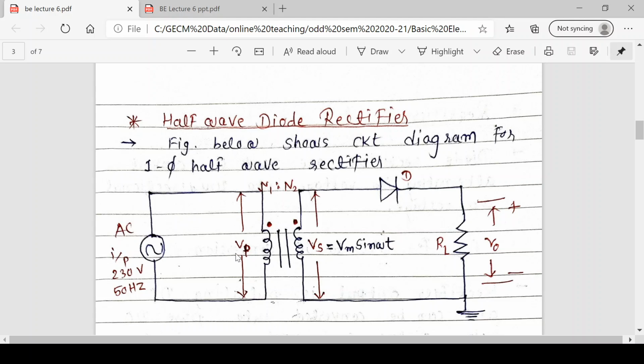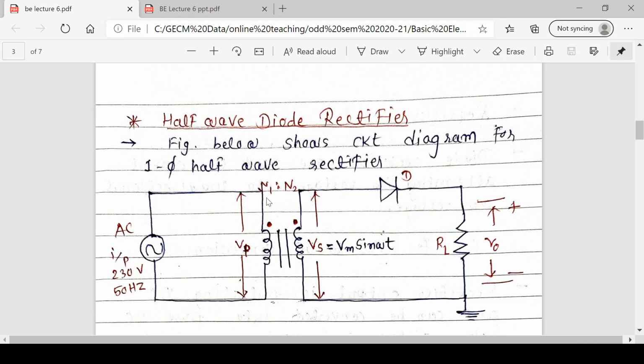What is the primary voltage? VP. What is the secondary voltage of transformer? Vs, which is naturally AC, so we have written it as Vm sin omega t. All of you need to remember what is Vm. It is peak value of secondary voltage. What is Vs? RMS value of secondary voltage. So Vs is RMS, root mean square, while Vm is peak value of the secondary voltage. N1 to N2 is turns ratio of transformer. N1 is number of primary turns and N2 is number of secondary turns.